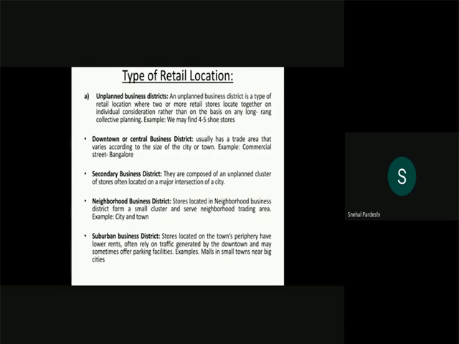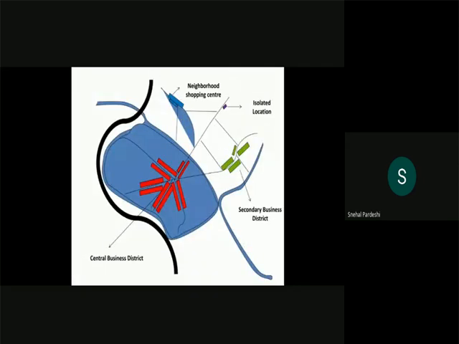And then we have the secondary business district, which is composed of an unplanned cluster of stores, often located at a major intersection of the city. We have an example here. See, for the central business district at the bottom left, in between the red lines you can see, this is the area where almost all types of retail shops are available in different lines or streets.